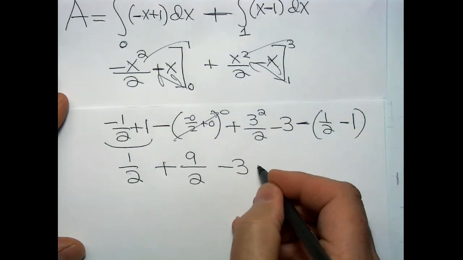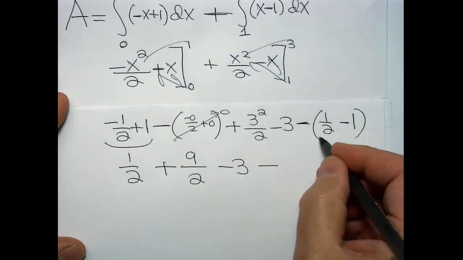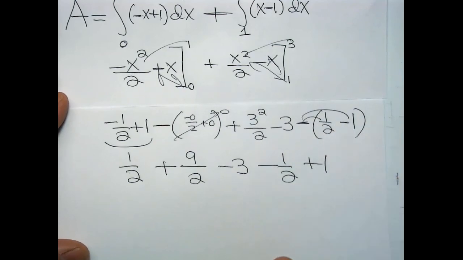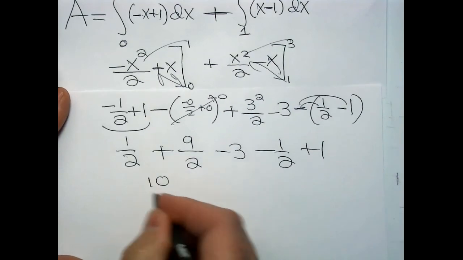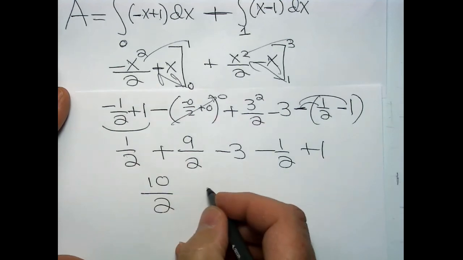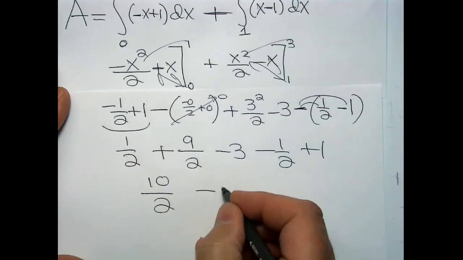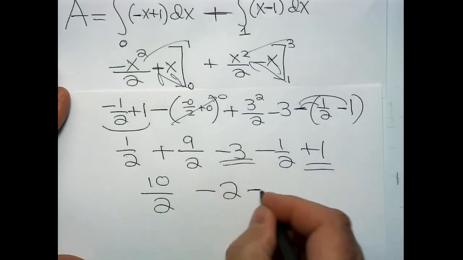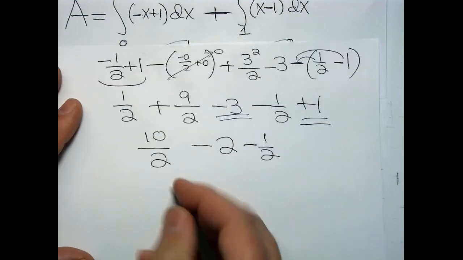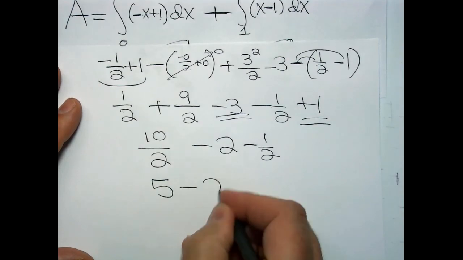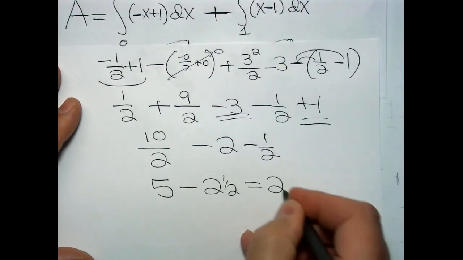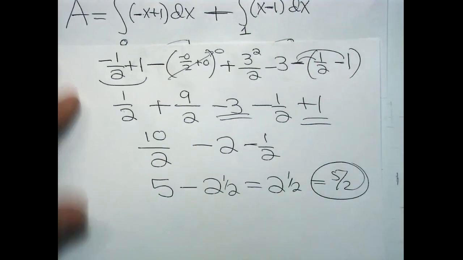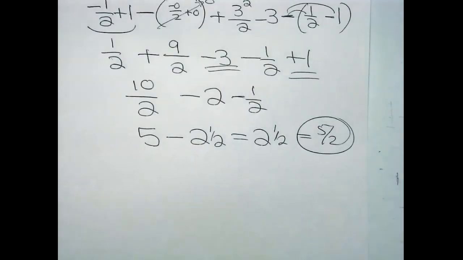Minus 3, minus 1/2, and then plus 1. Well, this is 10/2, and this becomes minus 2. That's these two together, and then minus 1/2. And so ultimately I have 5, basically minus 2.5, which is 2.5. So it worked with calculus as well.